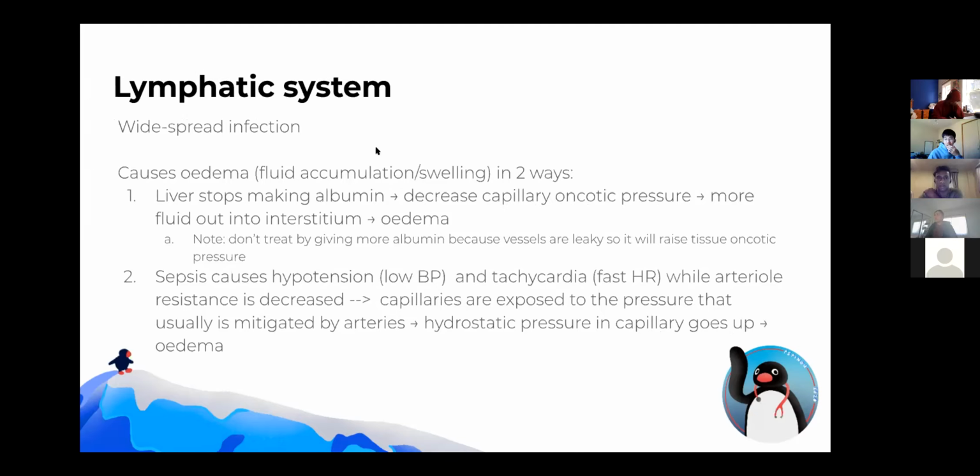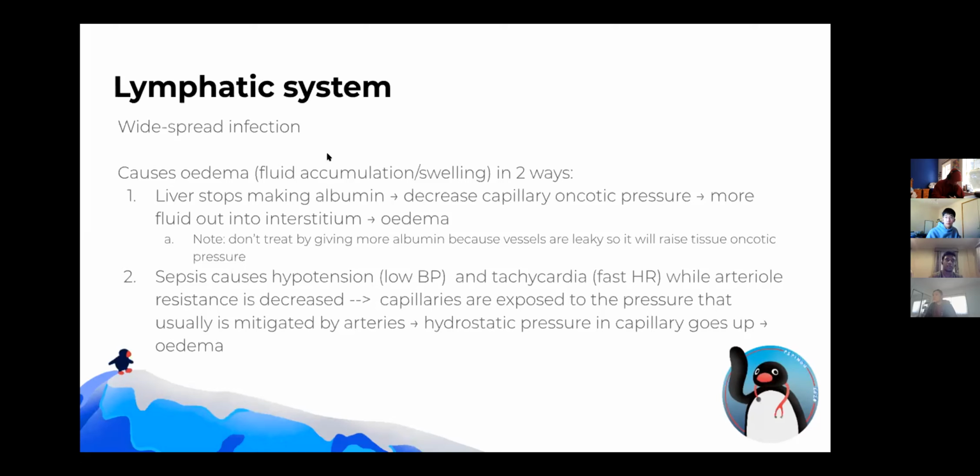Okay. So as I was saying, the liver stops producing protein. So when there's a reduction in protein, your capillary oncotic pressure decreases. This causes fluid to flow out into the interstitium, and this causes edema. You can't treat it just by giving more albumin, because your vessels are leaky, and this can end up worsening the whole situation.